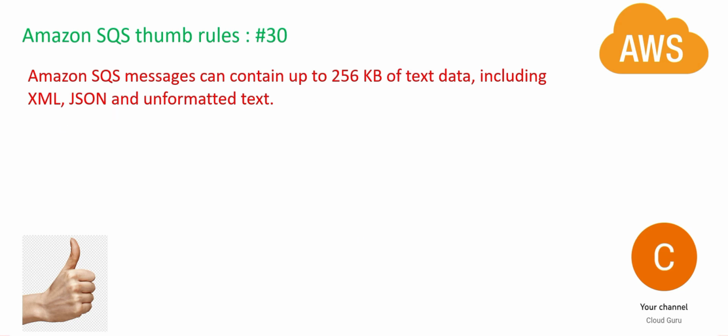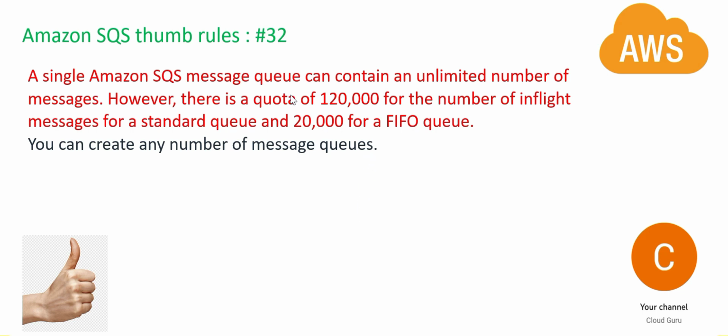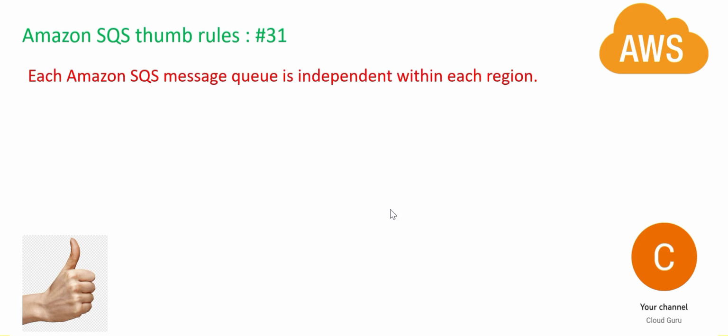Now this is just for information. This topic is not important for certification, but I have put it so that you know there is a quota of 120k for the number of in-flight messages for standard queues and 20k for FIFO queues. And this is also important from the exam perspective. They will give you a scenario and tell you that I have a different AWS region, and can I use that message queue in another region? I cannot. It can only be used in the same region. This is a question which can come in AWS Solution Architect Associate or Professional.